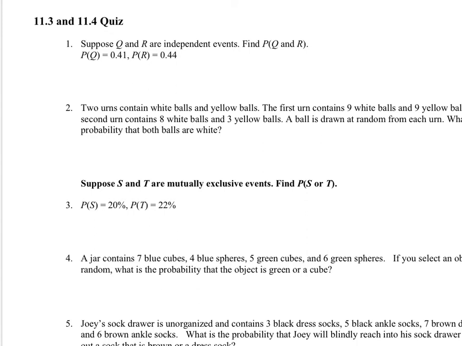Today we're taking a look at our Chapter 11 quiz for sections 3 and 4, talking some probability questions. For number 1, we just have two independent events, Q and R. We want to find the probability of Q and R. All we do in order to do that is multiply those probabilities together. So we'd have the 0.41 multiplied by the 0.44.